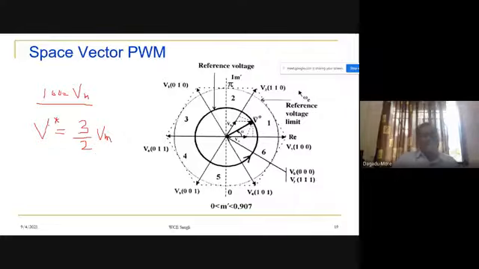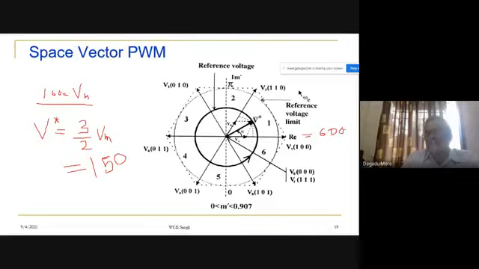So if I want 100 volts as the peak value of a sinusoidal three-phase voltage, then how much will my V star be? 3 by 2 Vm, so my V star will be 150 volts. And let us assume my VDC is how much? Let us say I am applying a 600 volt DC.